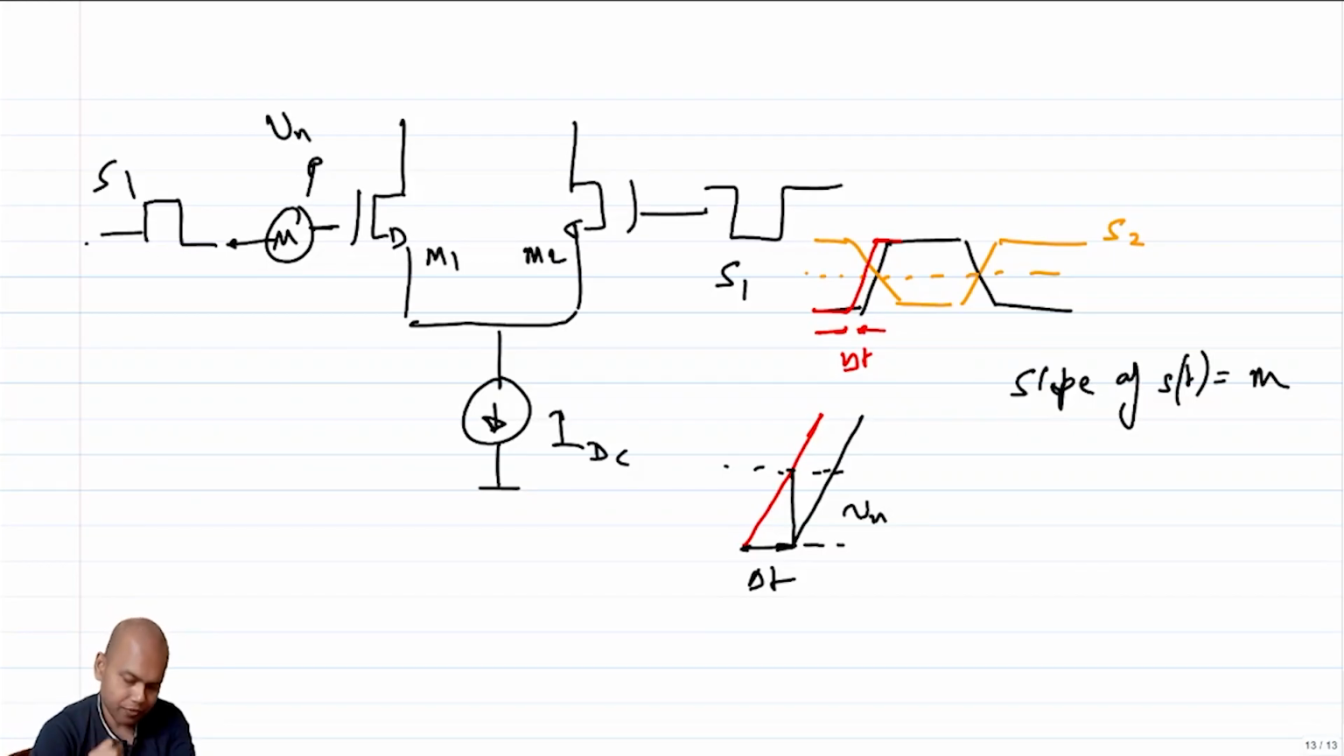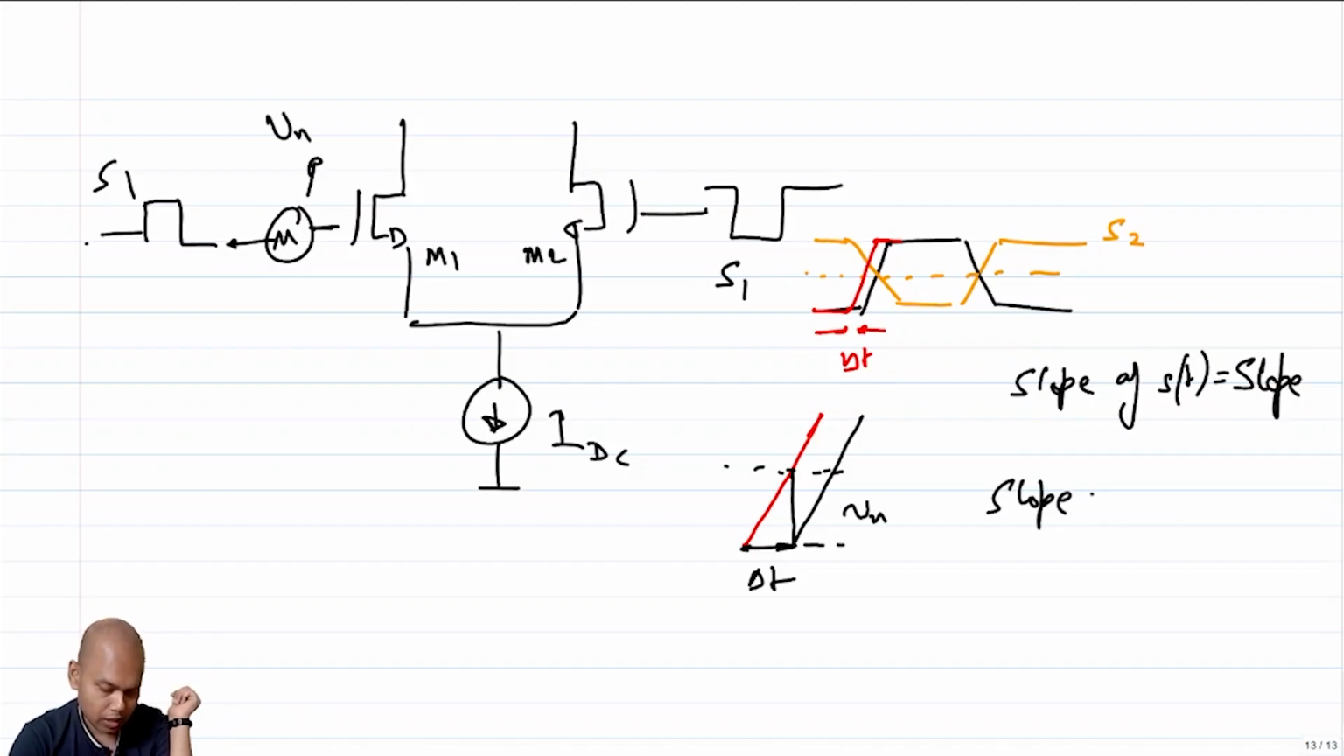Mathematical expression of slope. Let me not use m because I am using m for the transistor. Let me just keep it as s, or I'll just write slope. So let's say the slope is known. Then what is delta t? Slope is essentially Vn over delta t, so delta t is Vn over slope.